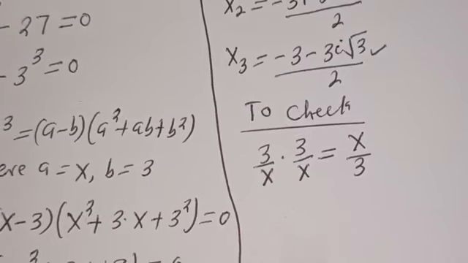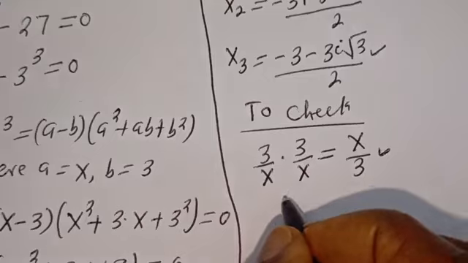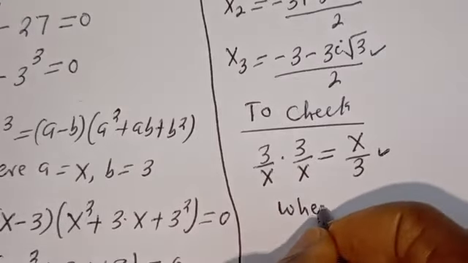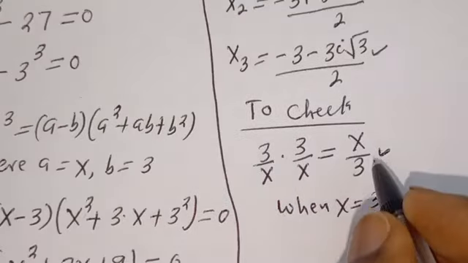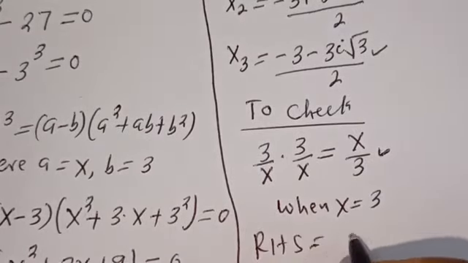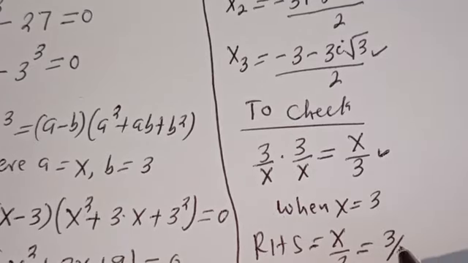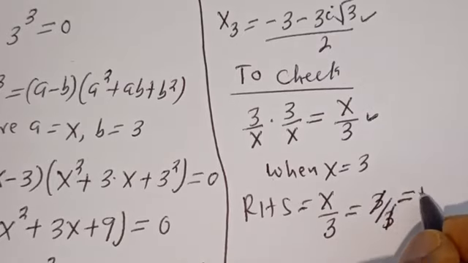At the end of this question, we're going to solve another one. Then let's consider this when s is equal to 3, the right hand side is equal to s divided by 3, which is equal to 3 divided by 3. Then this will cancel this, which is equal to 1.